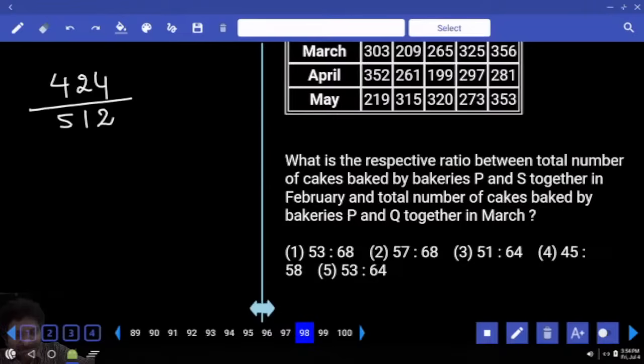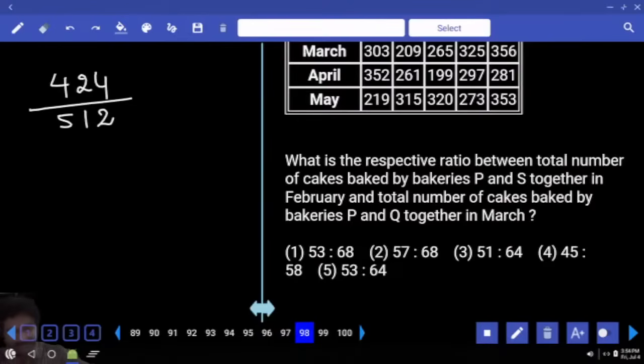Try to eliminate options. First, when I looked at these numbers, 424, 3 multiple. Is it 3 multiple? Denominator 3 multiple. Can your answer be a 3 multiple either numerator or denominator? Go to first option. Satisfying.